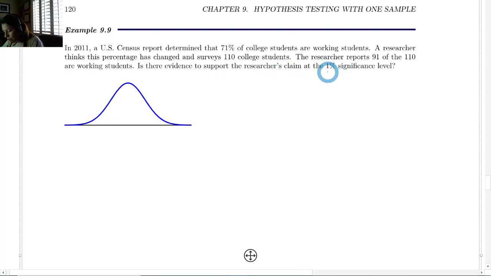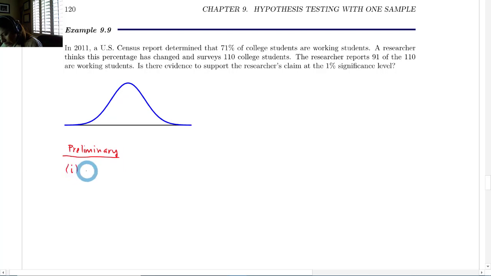So there's a couple of things going on. The first thing we want to do is make sure the preliminaries are met. The first one is taking the sample size n. So they sampled 110 college students. Is this no more than 5% of all college students? Right, in the US, actually, specifically. I think so. Yeah, definitely. Check. Okay, so we can assume that the samples taken are independent.